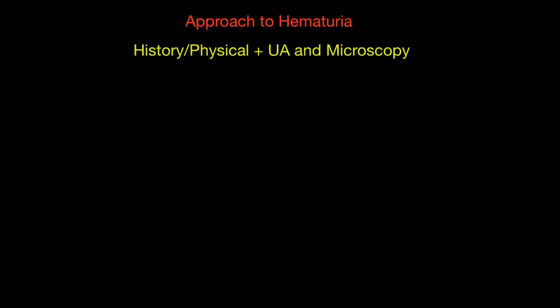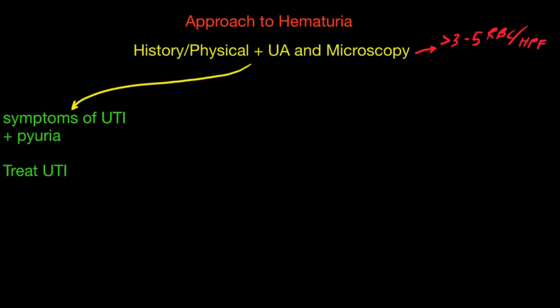Okay, so now let's talk about the approach to true hematuria. Remember, every patient deserves a really good history, physical examination, and then a urinalysis and urine microscopy. So let's say we did the UA and it was positive for heme, but also on microscopy we saw more than 3 to 5 red blood cells per high power field. So that's considered diagnostic of hematuria. So let's say that we see red blood cells. What do you do next?